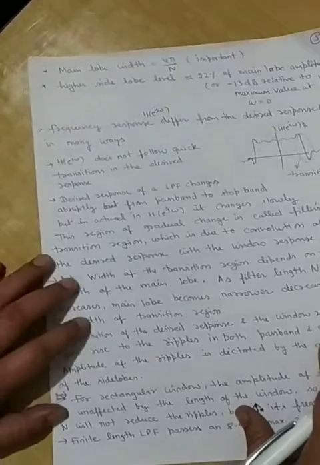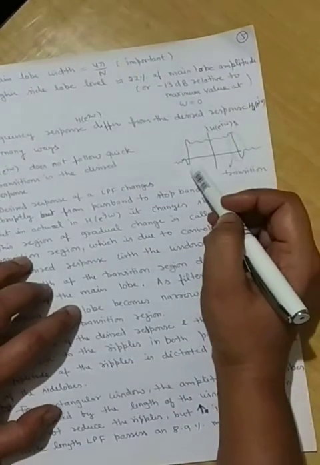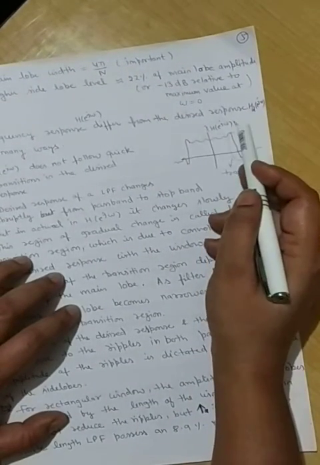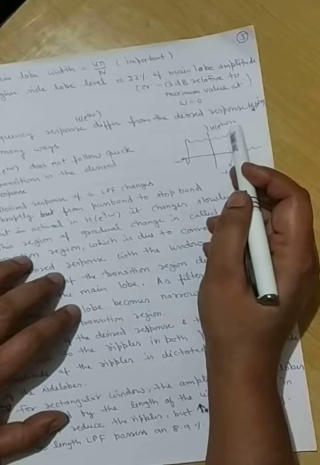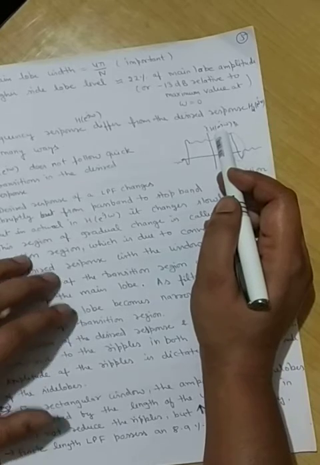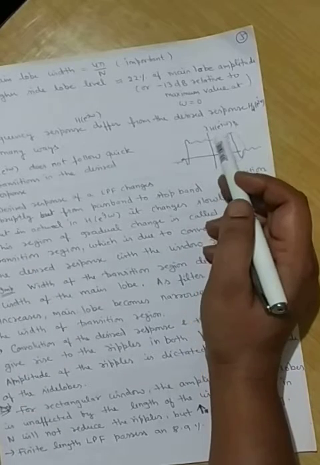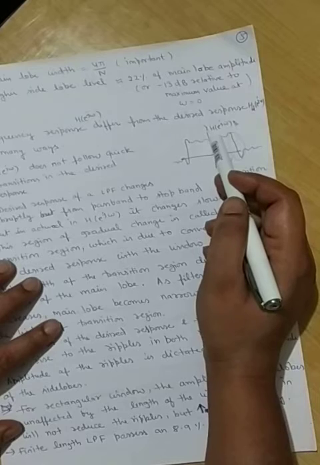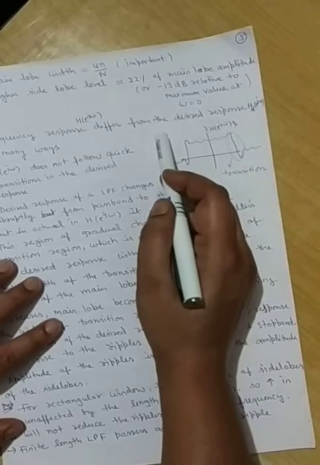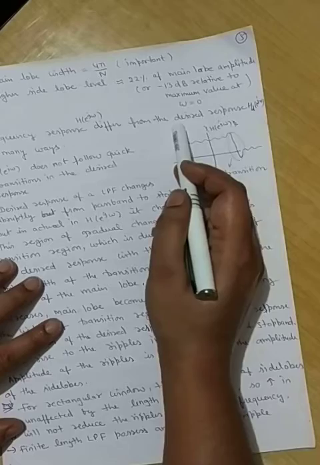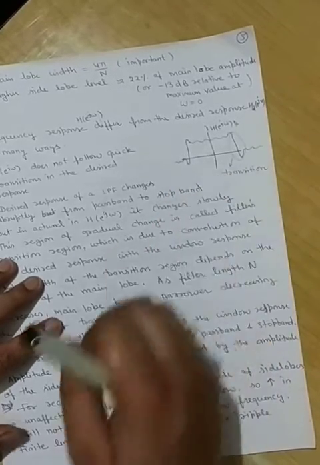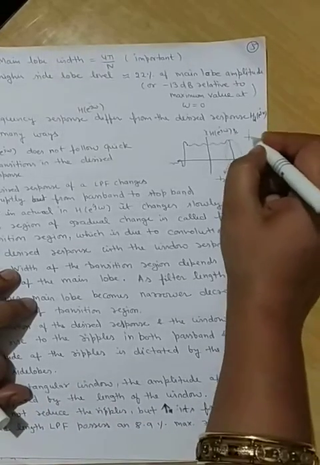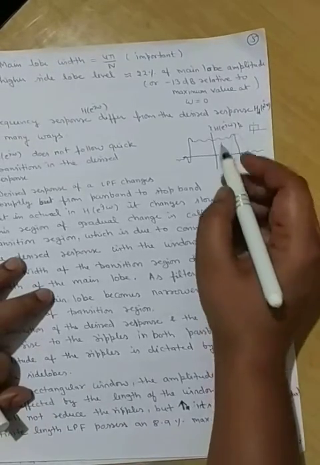That can be understood better by this figure. In this figure, this is the actual response. Actual response means when we multiply a window with a desired response, it is in fact convolving the window frequency response with the desired frequency response. So after convolution, the actual response will look like this. Note the ideal case, which is that one. So what are we seeing?